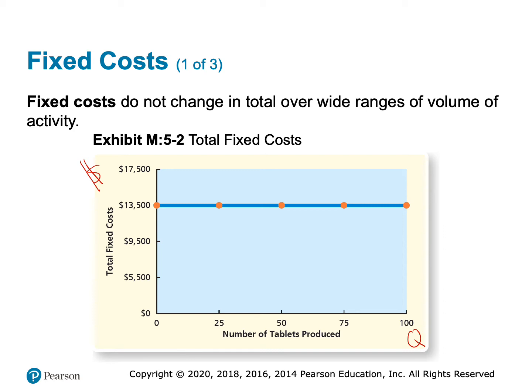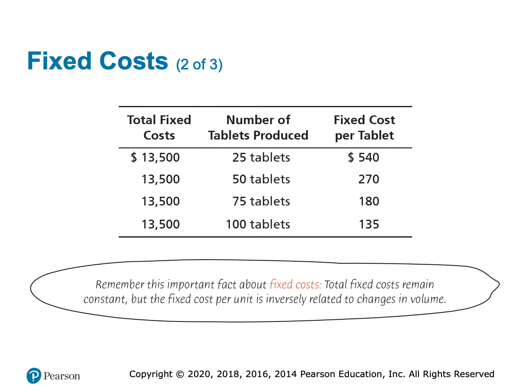So in this case, no matter how many tablet computers we produce, we're going to spend $13,500 in fixed cost. It doesn't matter if we make 0 units. It doesn't matter if we make 100 units. The fixed cost is $13,500. So a fixed cost is a cost that does not change in total. It is fixed in total. Okay, so the total is fixed.